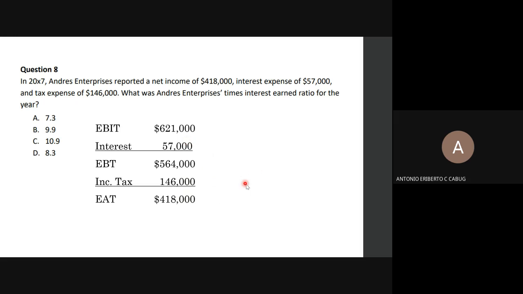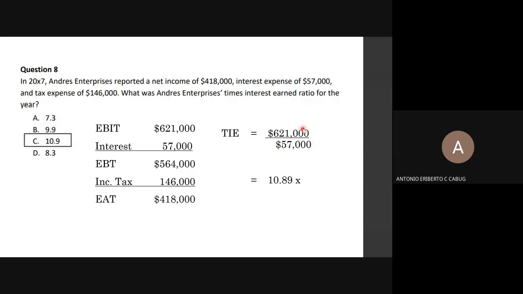Once you have EBIT, makakalculate mo na yung tie ratio mo. Tie is equal to EBIT over interest expense, 621K divided by 57K. This would give you 10.89 times. The correct answer is C.